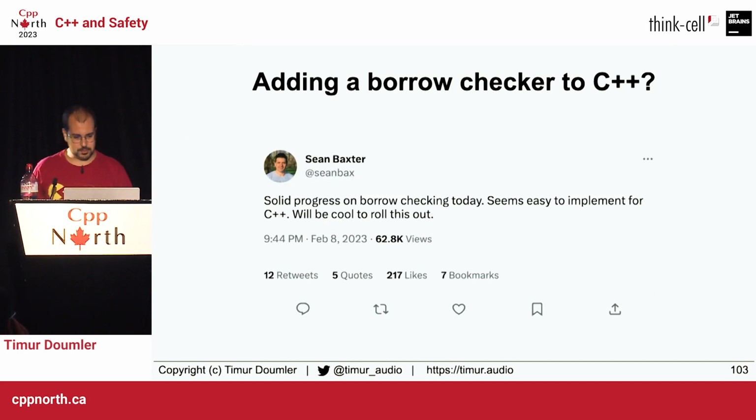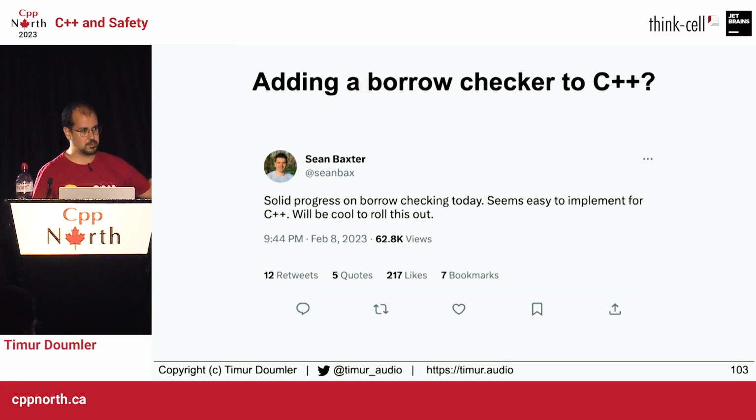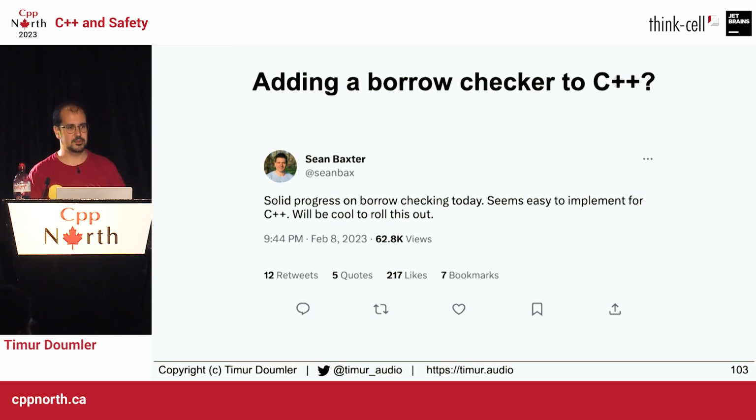So I'm actually curious because Sean Baxter back in February claimed that he, in his Circle project, is successfully implementing a borrow checker for Rust, which goes very much against what the Google people found. I haven't yet seen this. I'm very curious what he's doing there. I believe it when I see it, but hey, it's an interesting project. I'm curious if something comes out of that. But yeah, that's lifetime safety.